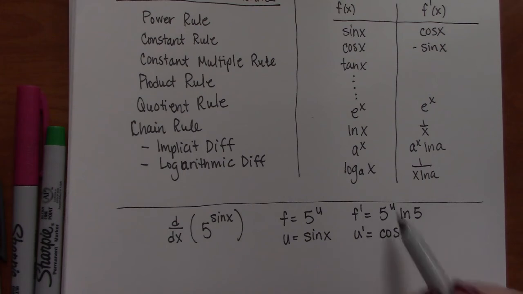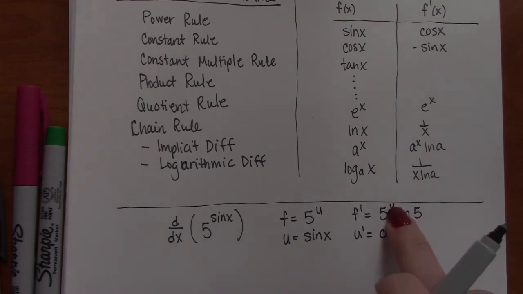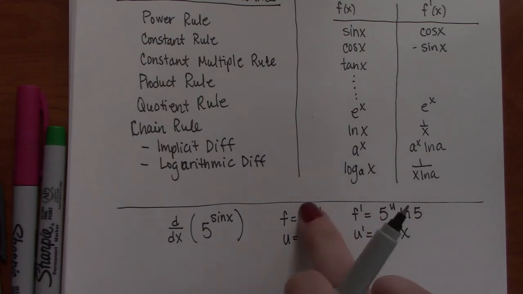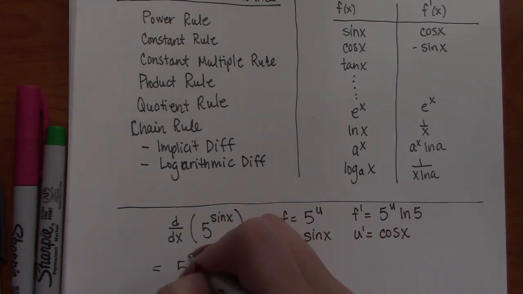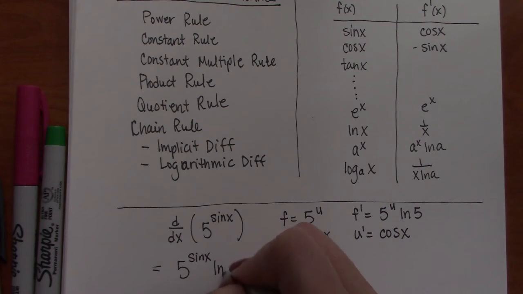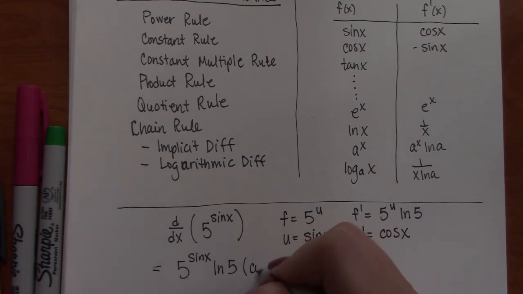We only multiply these two pieces together for chain rule. And so that's what I'm saying: the derivative here is, the outside is just f, 5 to some stuff. So the derivative is 5 to that stuff, ln of 5. And then here's the derivative of the stuff. And so when we put it all together, you get 5 to the sine x, ln of 5, times cosine x.